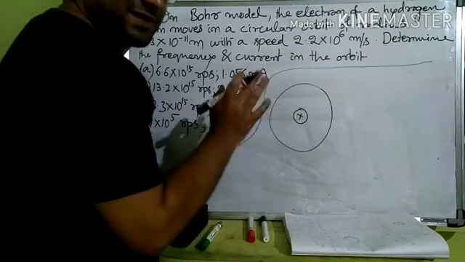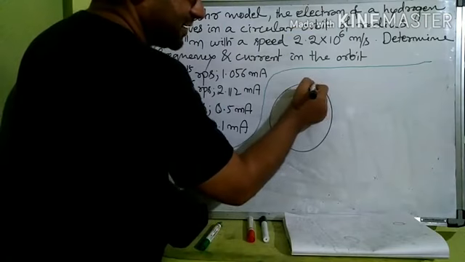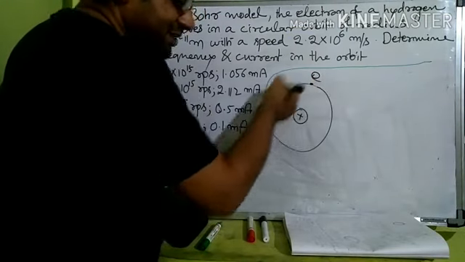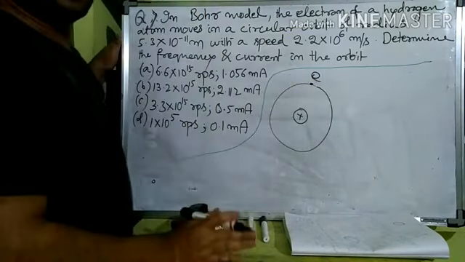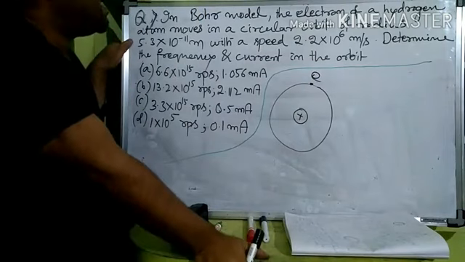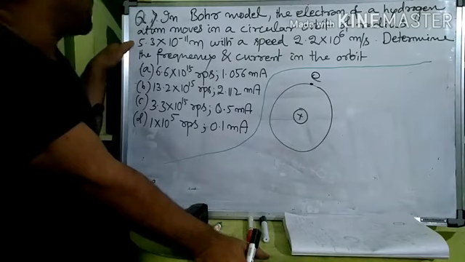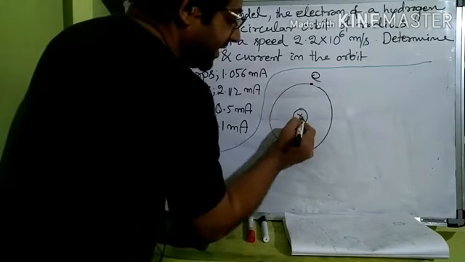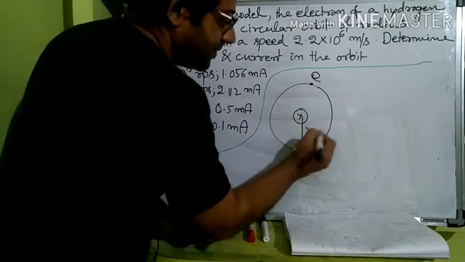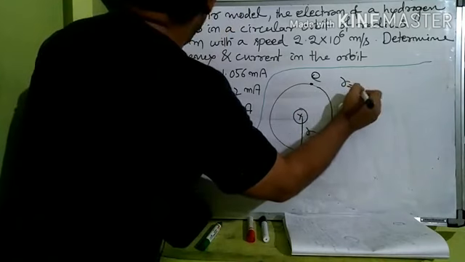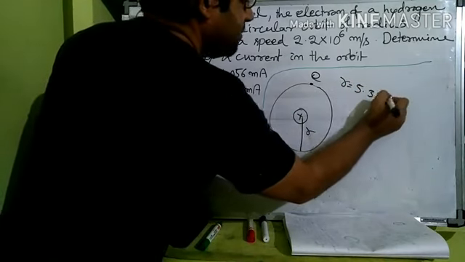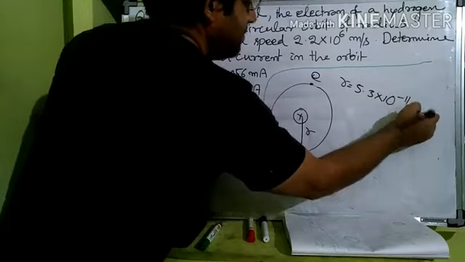It is the simplest atomic structure in chemistry. One electron is revolving around it and the proton is at the center, as simple as this hydrogen atom. In the Bohr model, the electron of a hydrogen atom moves in a circular orbit of a radius. This radius is given to be 5.3 × 10^-11 meter.